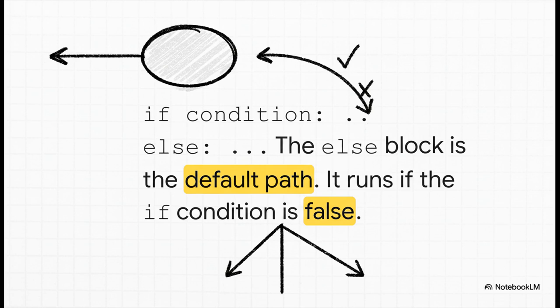You can think of the else block as the otherwise plan. If that first if condition turns out to be false, the program just automatically jumps down and runs the code inside the else block instead.